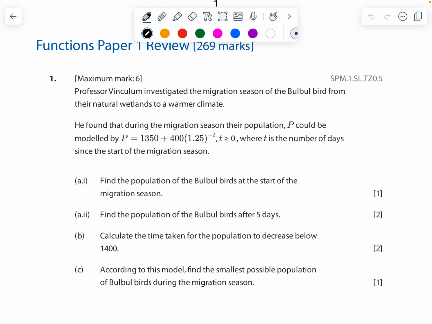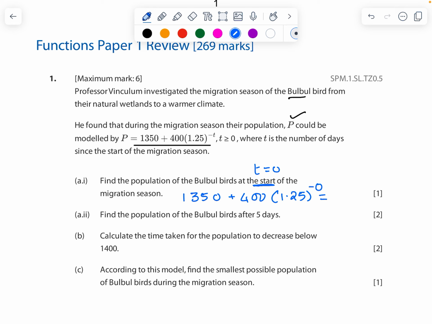Professor Vinculum investigated the migration of the bulbul birds from their natural wetlands. He found that it follows this equation, where P is the population, T is the time. What is being asked? Find the population of the bulbul birds at the start. Start means time equals 0. Just plug in time equals 0, so you should be able to get that answer. Whenever we start, the time should be equal to 0.